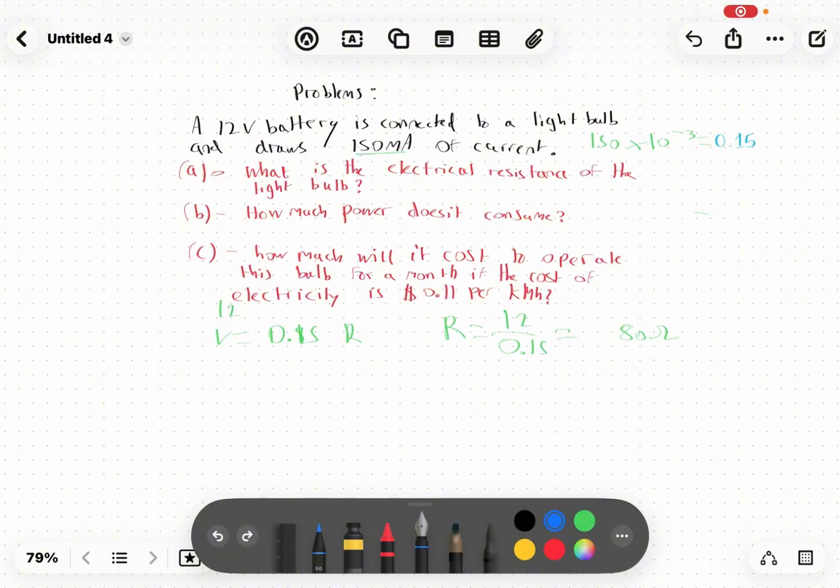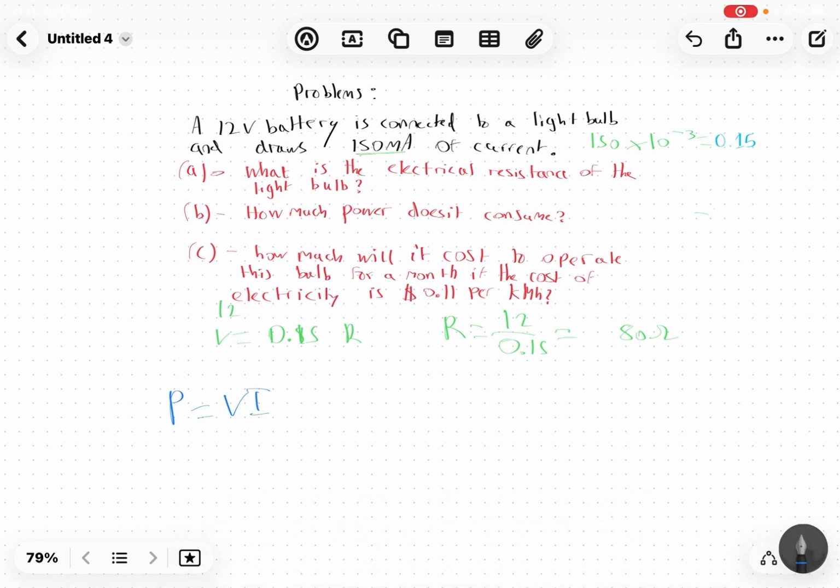How much power does it consume? Well, we can just use the formula P equals VI, because it doesn't matter which one we use. So the voltage is 12 times 0.15, so the answer will be 1.8 watts. You can use I squared times R, it will give you the same thing.